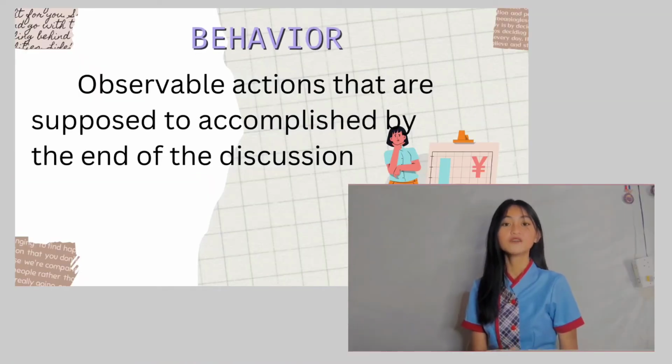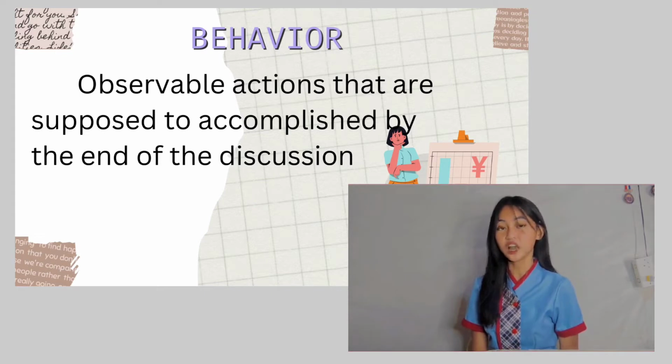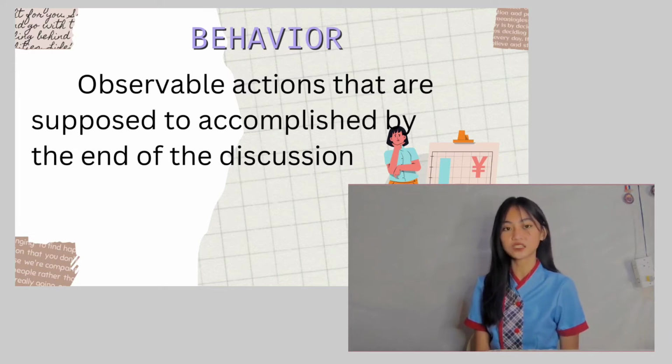Behavior. Behaviors are observable actions that are supposed to be accomplished by the end of the discussion. When writing a learning objective, it is critical to carefully select the right word to describe the student's behavior following the discussion. Identify, analyze, and list are examples of action words that can be used in writing learning objectives.